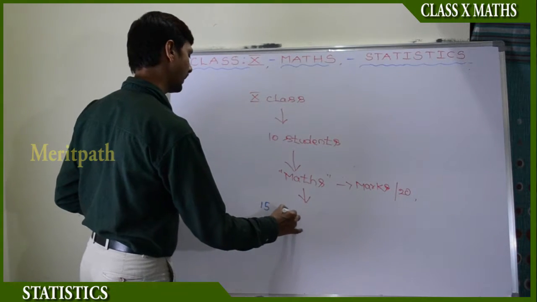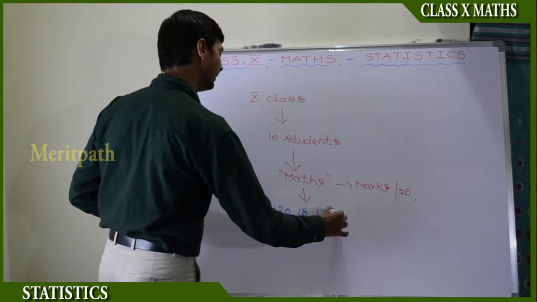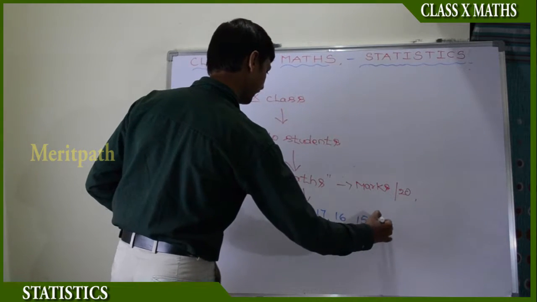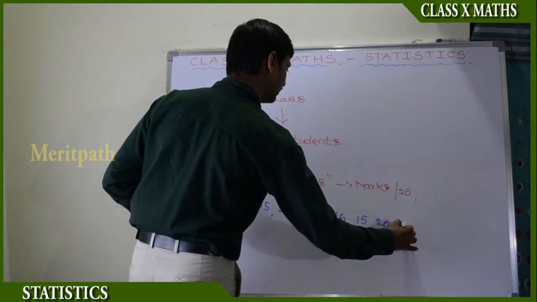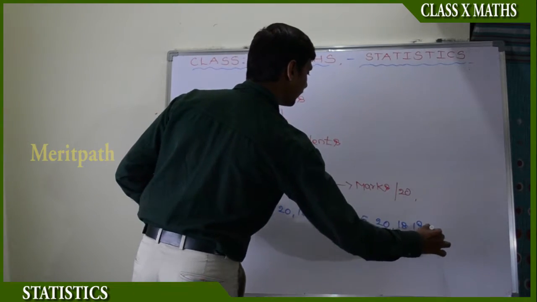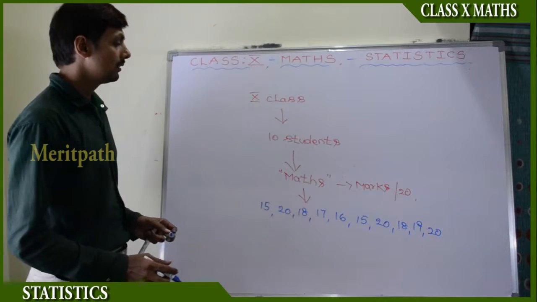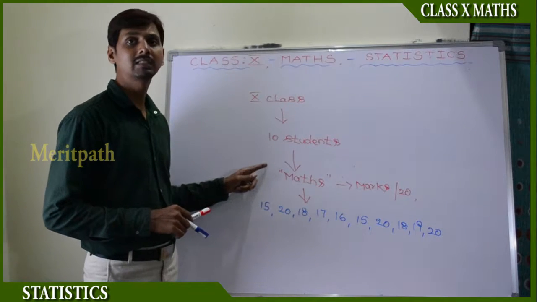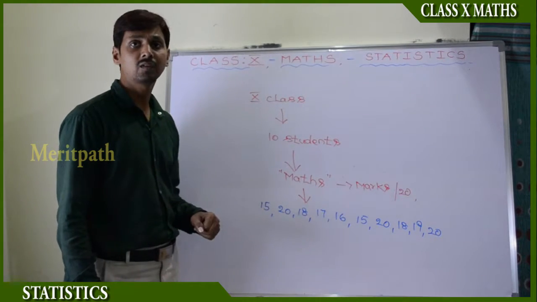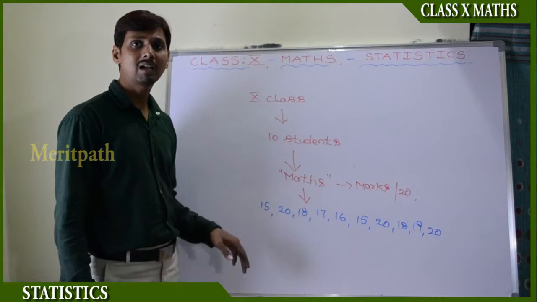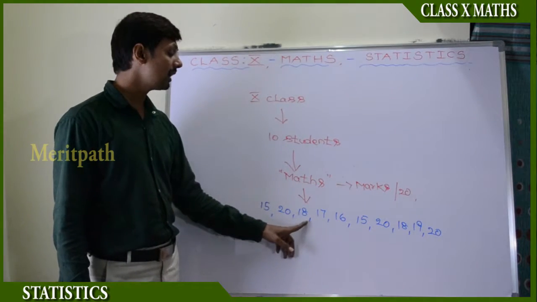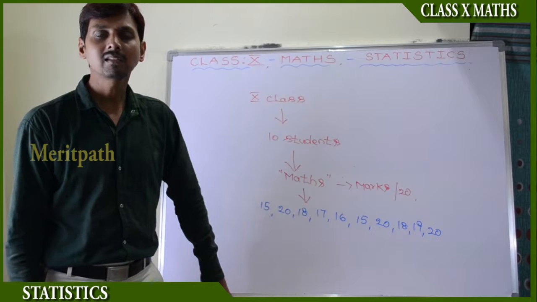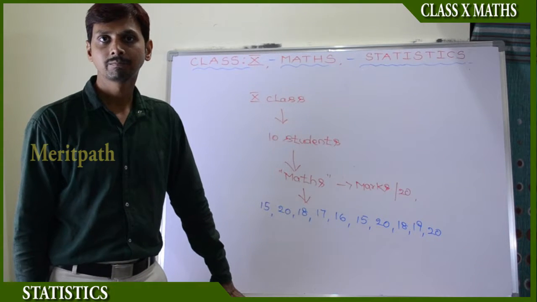15, 20, 18, 17, 16, 15, 20, 18, 19 and 20. Here, let us observe there are 10 students in 10th class. They have written an examination out of 20 marks, and they got these marks: 15, 20, 18, 17, 16, 15, 20, 18, 19, 20. These are the marks got by the 10 students.